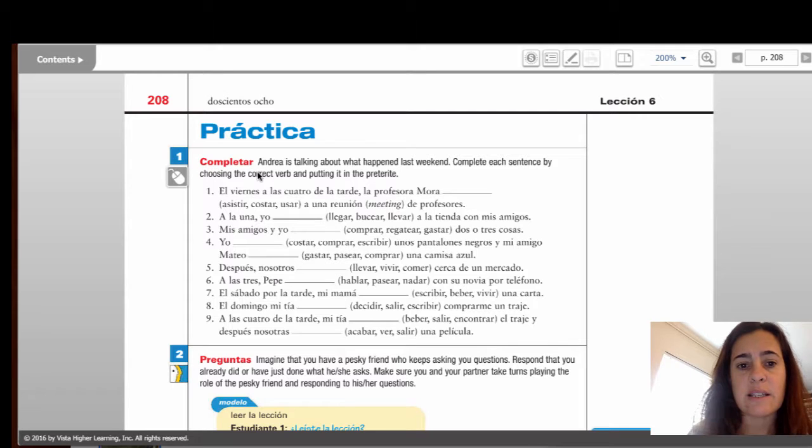In Completar, it says, Andrea is talking about what happened last weekend. Complete each sentence by choosing the correct verb and putting it into the preterite. So, el viernes a las 4 de la tarde, la profesora Mora asistir, costar, usar a una reunión. So what did she do in a meeting? She attended, right? Sí, asistir. Vamos a hacerlo aquí. Let's see.